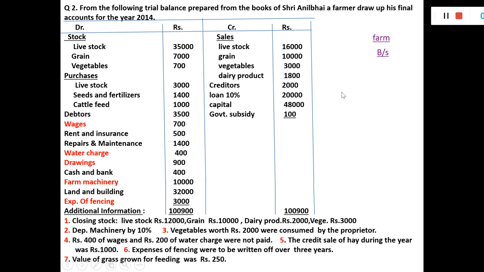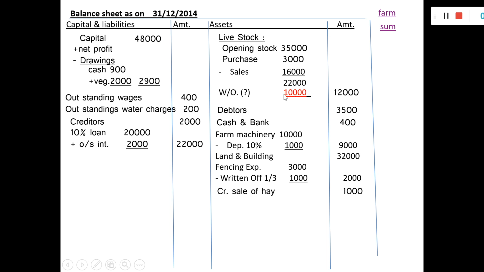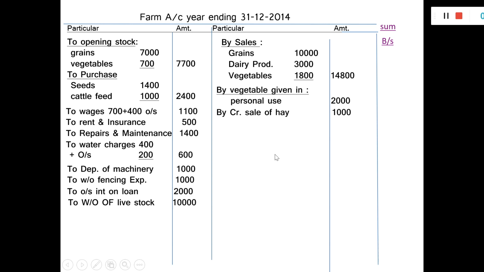So the closing stocks that we have to write. One effect regarding the return of amount of livestock 10,000. That effect we have given earlier in the balance sheet. This is the missing amount 10,000. Go to the farm accounts. Closing stock will be returned.